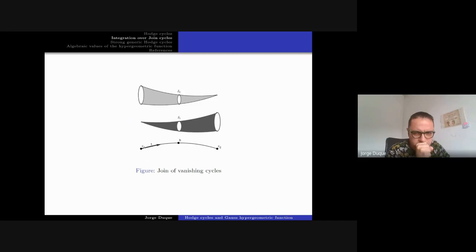If we take a path T that connects a critical value of one of the polynomials, for example P, with the critical value of the polynomial G. In this case, the polynomial G has only one critical value, which is zero. Thus, when we take the Cartesian product of these cycles along T, this induces a cycle in the n homology of U. This cycle is called the joint cycle of delta 1 and delta 2. I repeat again, you take the Cartesian product of the cycles, and then you take the union along this path. This induces a cycle in the n homology of U.